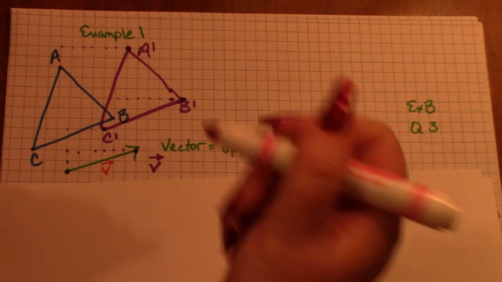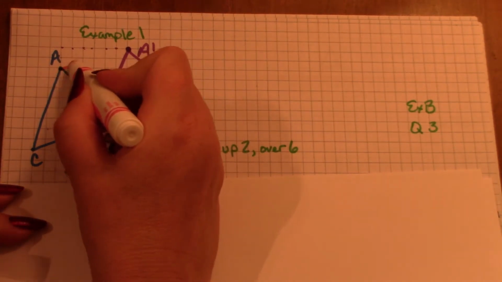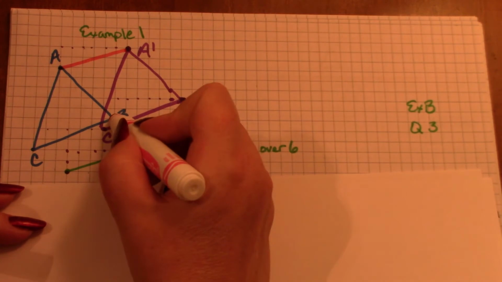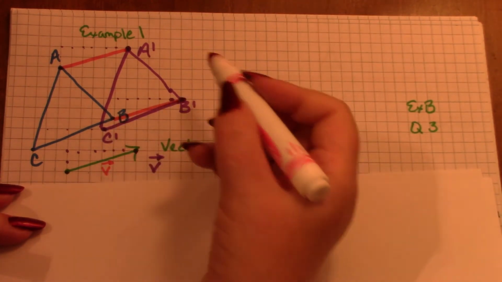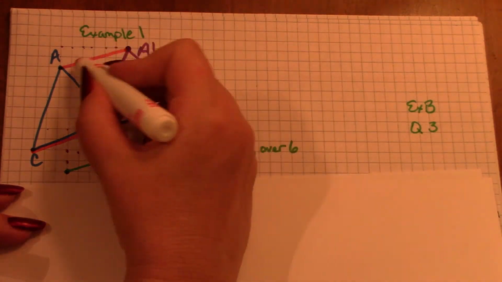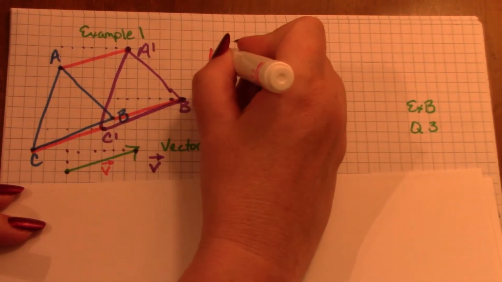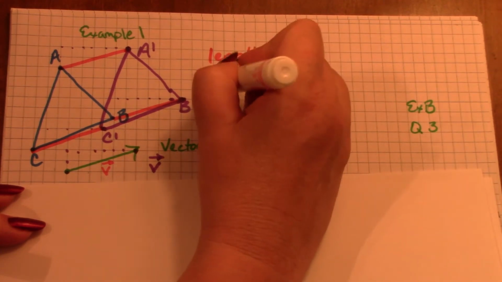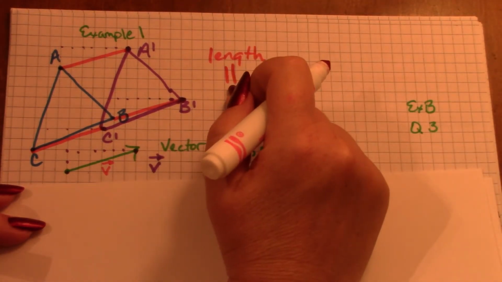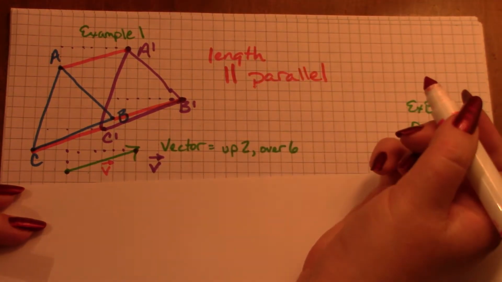And when we connect lines from A to A prime, from B to B prime, from C to C prime, we know that these lines are all the same length and that they are all parallel. This is the sign for parallel, so you don't have to write out the word.